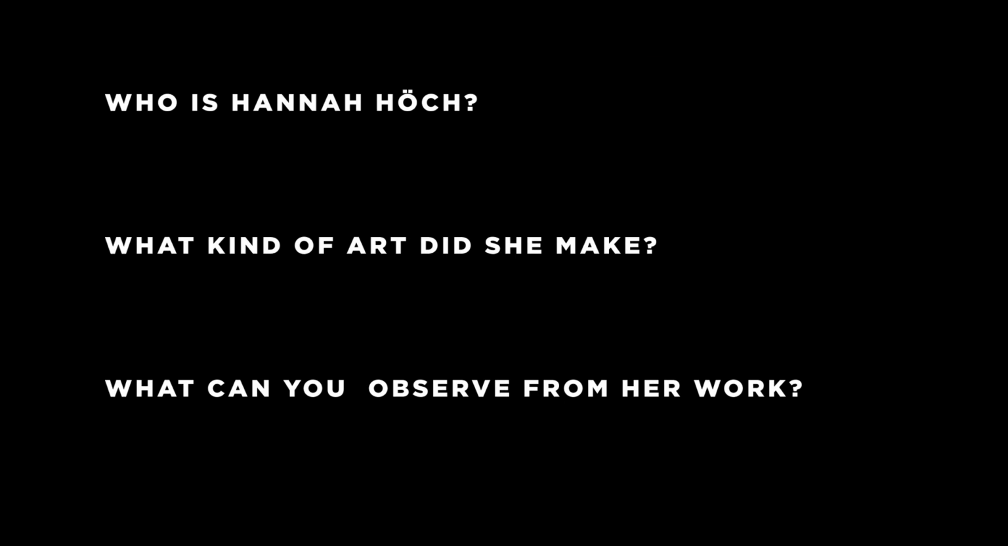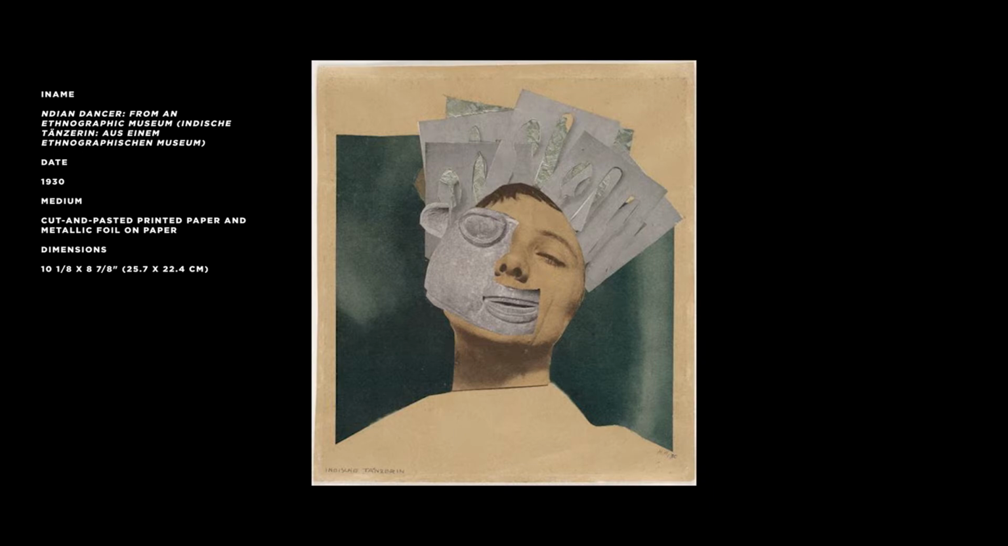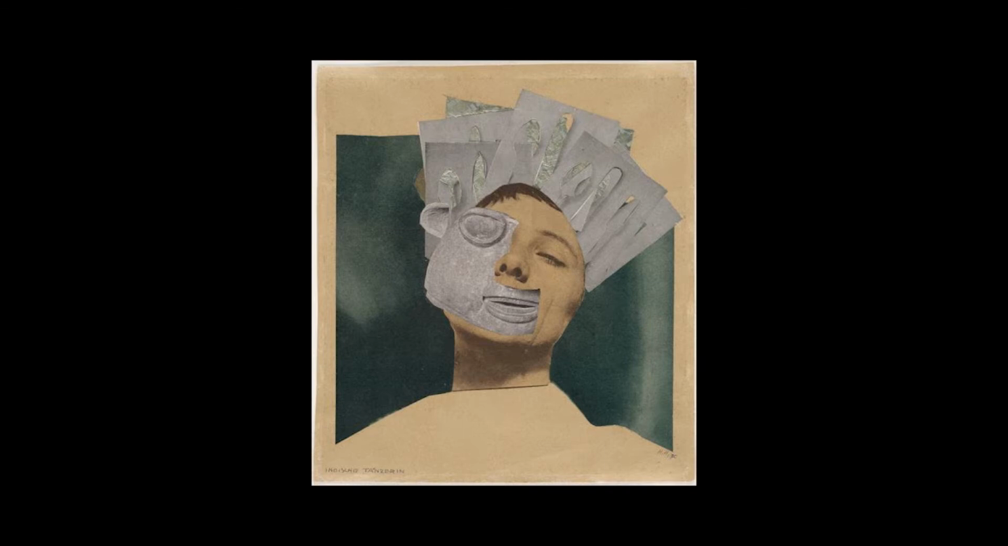on the next slide? Today we'll be looking at this collage from Hannah Hoche, Indian Dancer from an Ethnographic Museum, 1930. Look at the collage, take it in, the imagery it represents, what you see, what shapes, what expression, and consider all those parts of the image, of the collage that you want to use in your own collage.